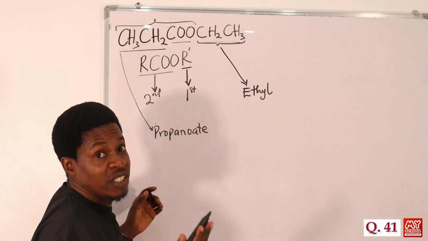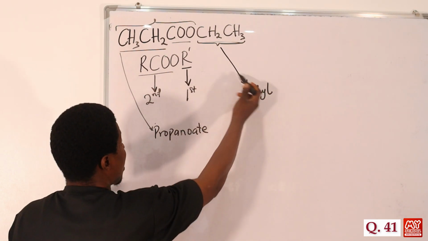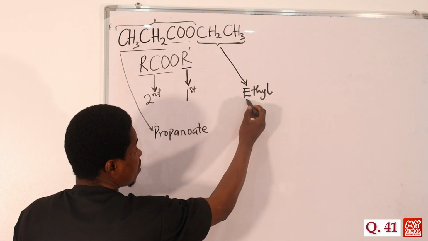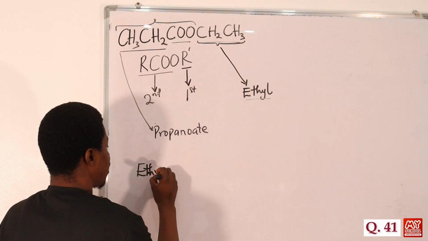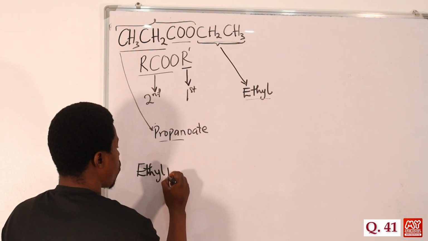So what we do now is we just join the two of them together. Like I said, we start from this, so that should be ethyl propanoate.